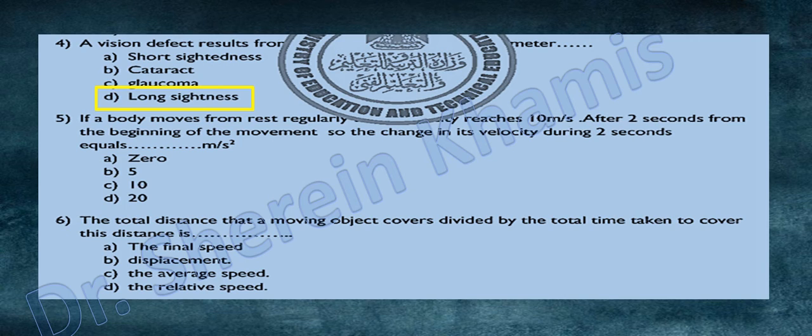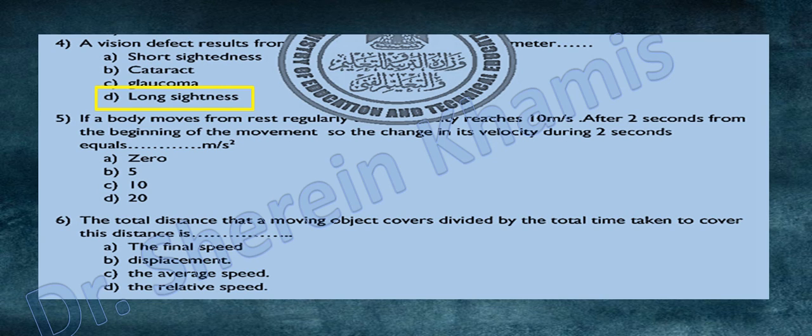Okay, question number 5 here. If a body moves from rest regularly, if we start from rest, then the initial speed, or v initial, equals 0, and it will reach 10 meters per second, so the v final will be 10 meters per second after 2 seconds. So, what do we want to measure? We want to measure that change in velocity, or by another word, we want to detect what?